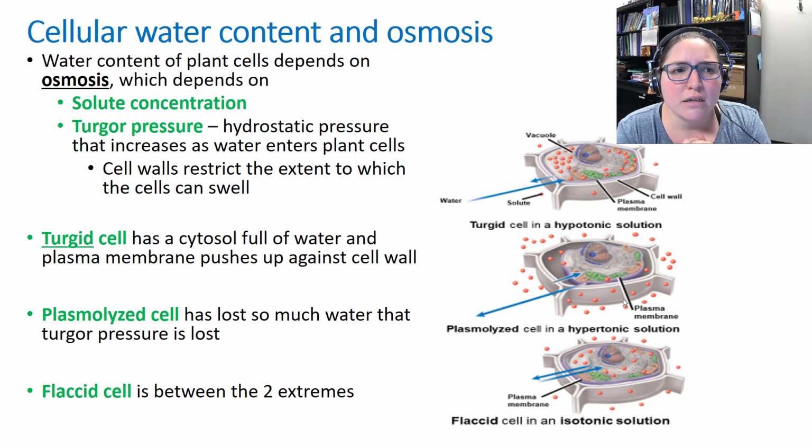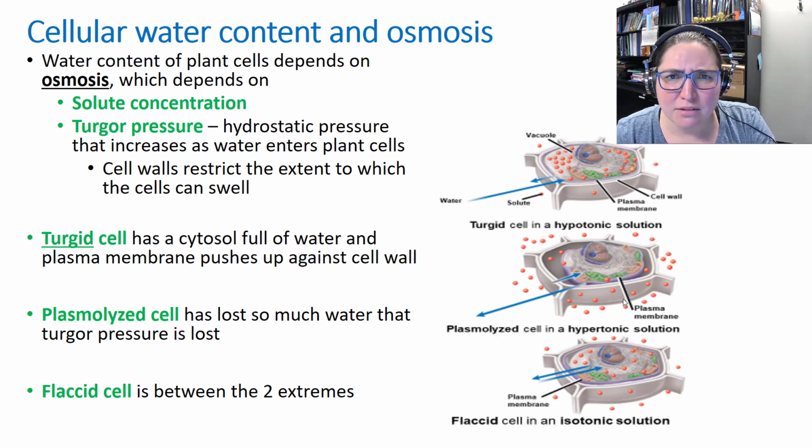So, cellular water content and osmosis. It's a little bit more complicated than we told you in 160 about knowing which way water is going to flow, and if water can flow into a plant cell, largely because plant cells have a cell wall, which limits the amount of water that can flow into the cell. So osmosis is still going to depend on solute concentration, but it also depends on the turgor pressure, which is the hydrostatic pressure that increases as water enters the plant cells because the cell wall restricts the movement of water into that cell. I think there's a limit to how much water can rush in. In animal cells, there's not a limit.